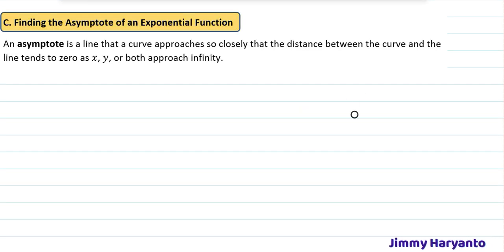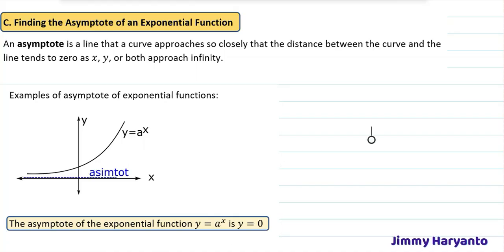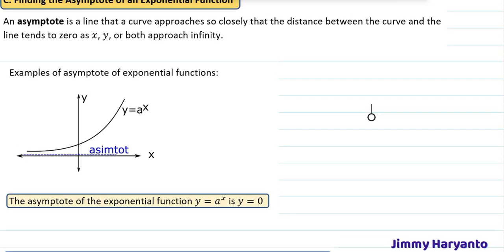And then the graph of an exponential function has a line called an asymptote. Maybe you haven't heard it, but maybe some of you already know what asymptotes are. An asymptote is a line that a curve approaches so closely that the distance between the curve and the line tends to 0. So it will be very close. I will show it later, as x, y, or both approach infinity. Let's take a look at this one. This is the graph of y equals a to the power of x. The asymptote line is this one.